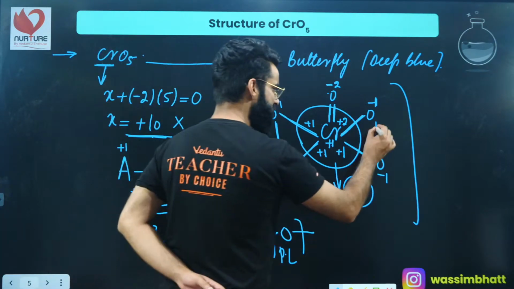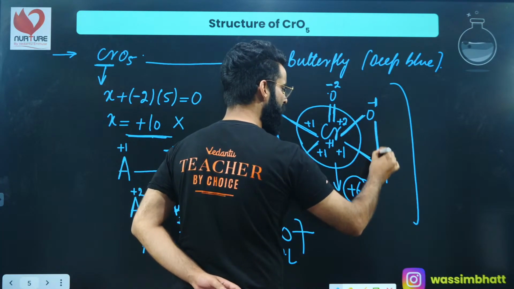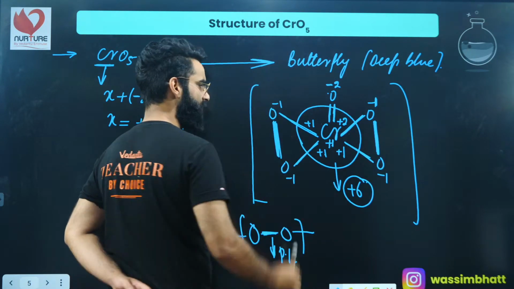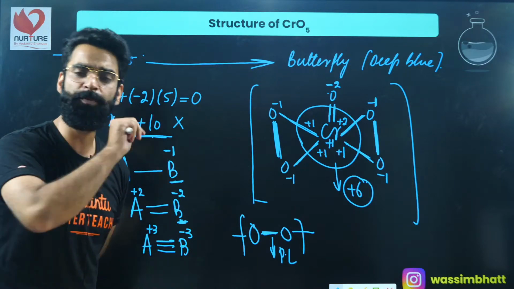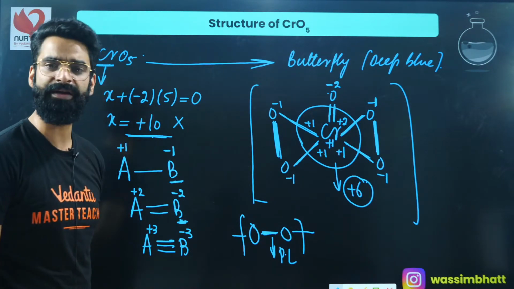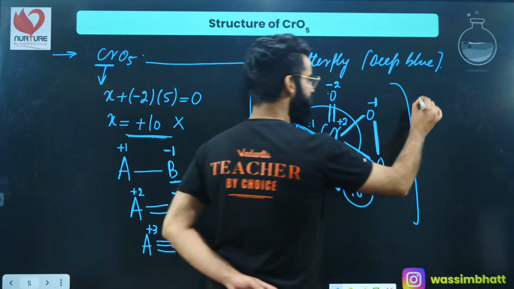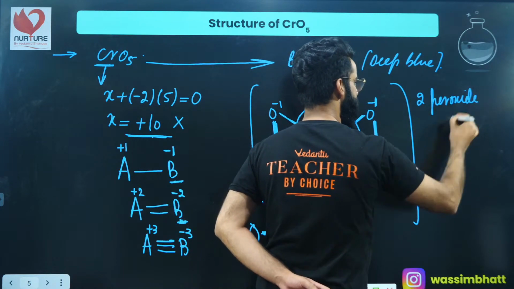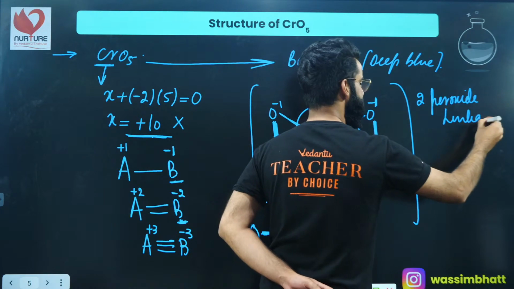As you can see, this is the first single bond between oxygen and oxygen, so it's a peroxide linkage. One more single bond between oxygen and oxygen, one more peroxide linkage. So there are 2 peroxide linkages in CrO5.